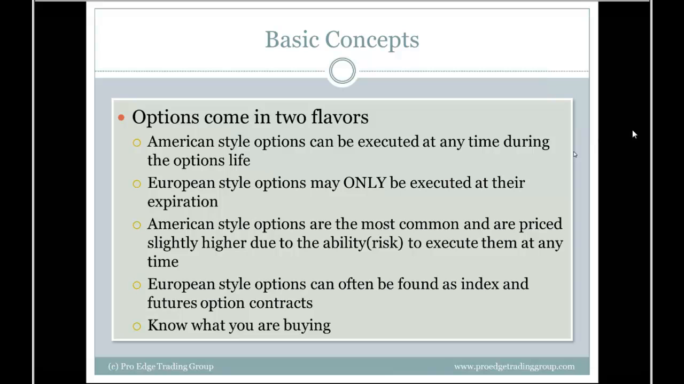American-style options can be executed at any time during an option's life cycle. That means from the moment that I buy an option, and by the way, the only person who has a right to execute the option is the person who buys the option. Once I buy that contract, I have that right to execute it and demand my stock at the price that I have for a strike price. American-style options can be executed any time at all during the option's life.